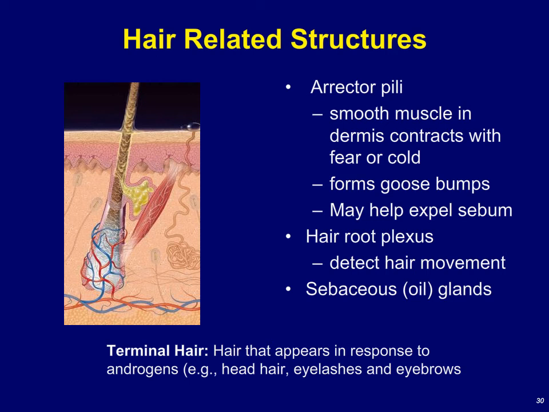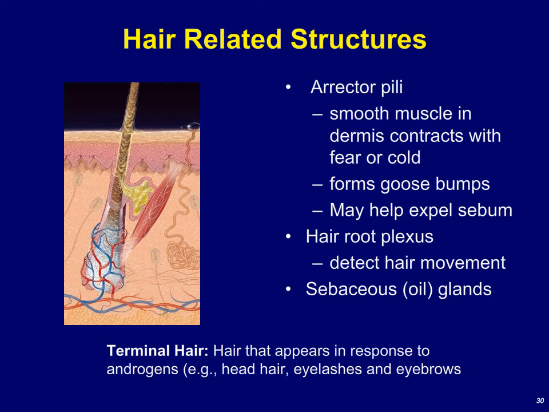And remember that pili here means hair, and erector is something that is going to stand that hair up straight. And so the erector pili muscle is composed of smooth muscle, and it basically connects the base of the hair to the surface of the skin. Now, the other thing associated with the hair or hair follicle is something called the hair root plexus.